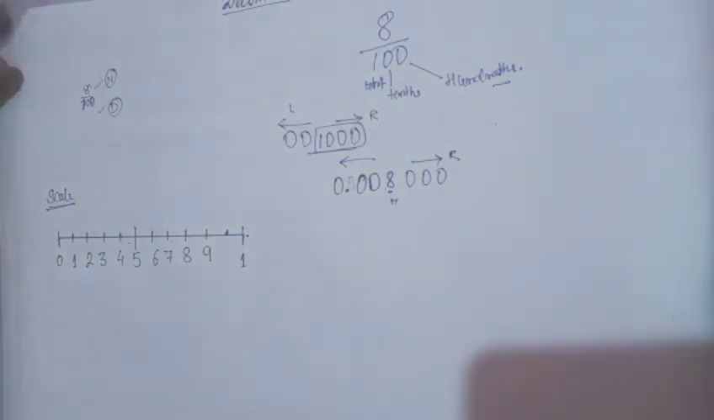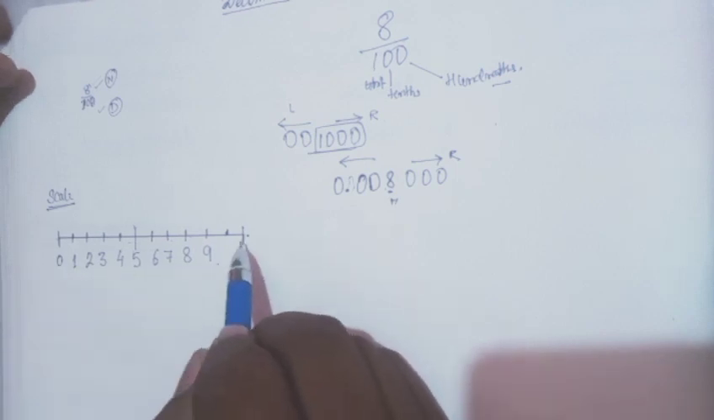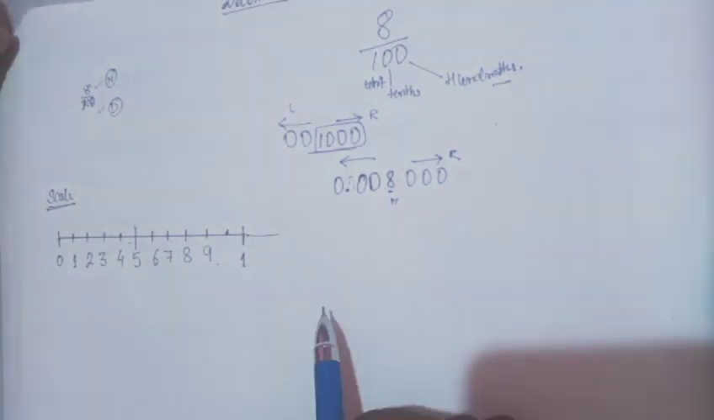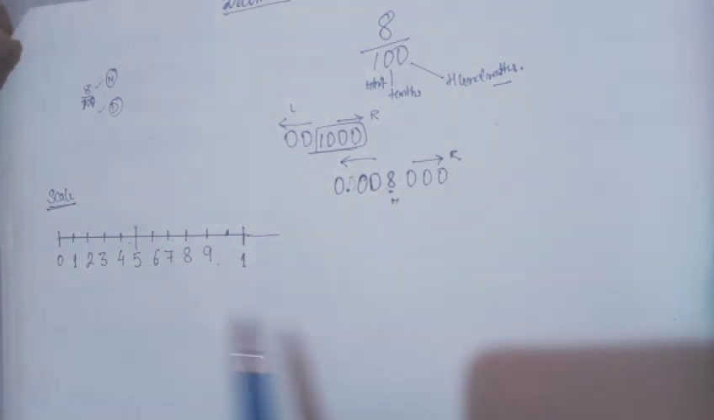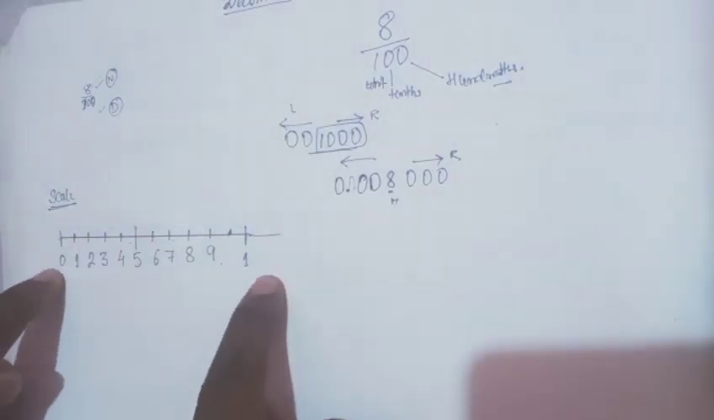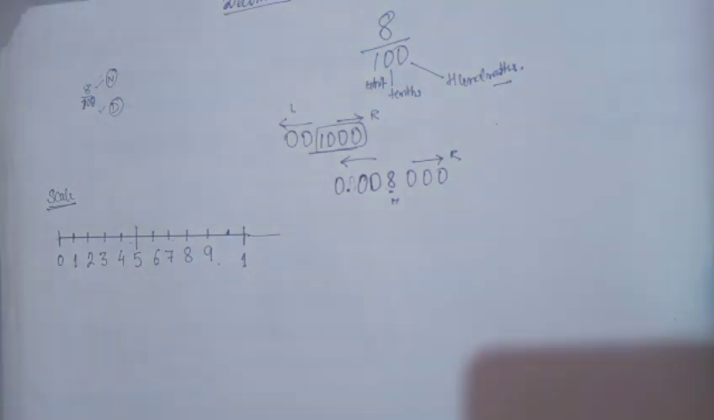We have 0 to 9, and then we have 1, and so it goes on from 1 to 2, then 2 to 3, like that. It has small lines that indicate the fraction. These small lines are the fractions between 0 to 1, which can be expressed in decimals. These are 10 fractions. Basically, the fifth one is a little bit bigger than the others, okay.